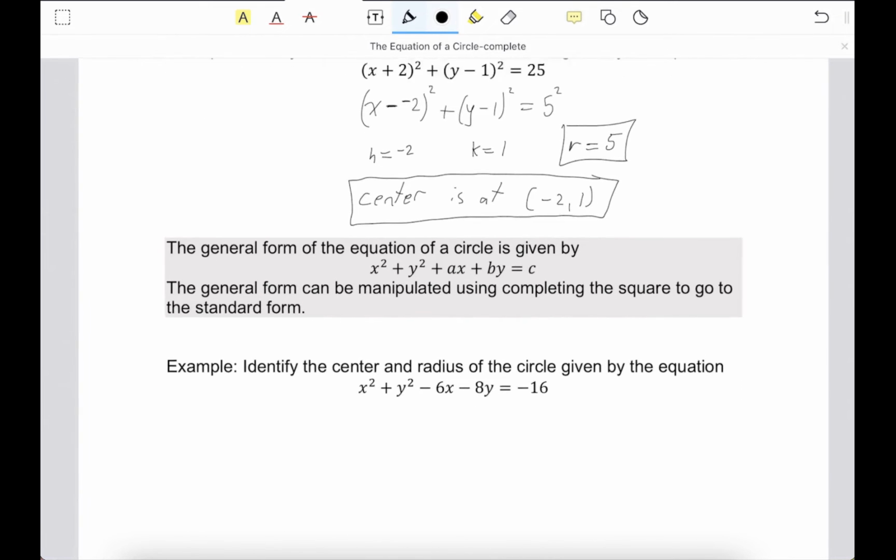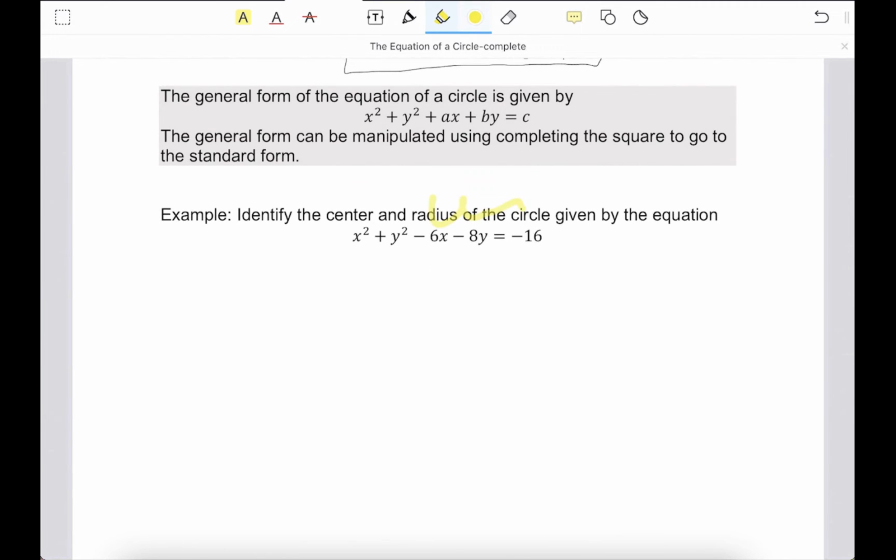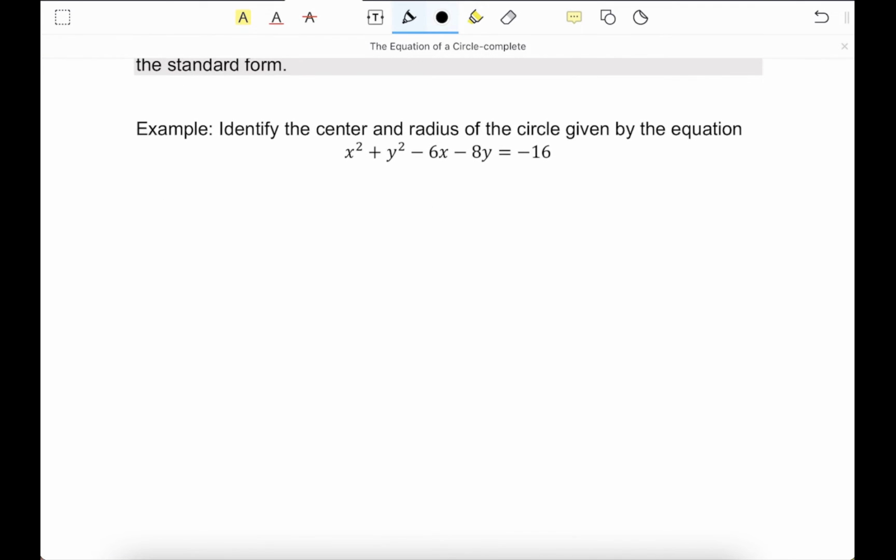The general form of a circle looks like this, and it's not quite as nice because we can't read off the center right away. We have to manipulate it in order to find the center and to find the radius. The manipulation that we do is completing the square. So this will practice completing the square a little bit as well.